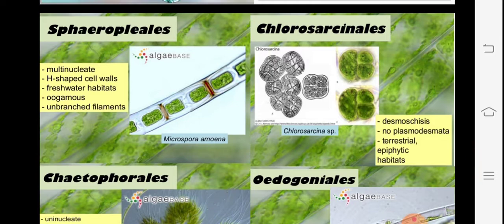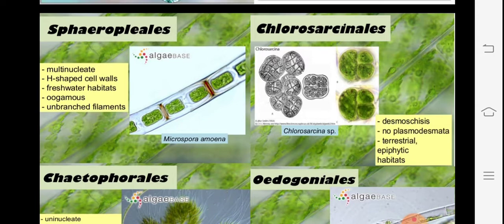Then Sphaeropleales, you remember the names. Sphaeropleales, Microspora is a good example, filamentous, but it shows H-shaped cell walls. And after two cells, there is a dark band you are observing. So it is Microspora, an unbranched filament, oogamous condition.